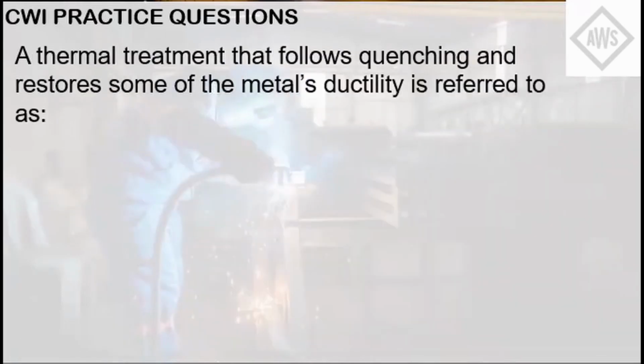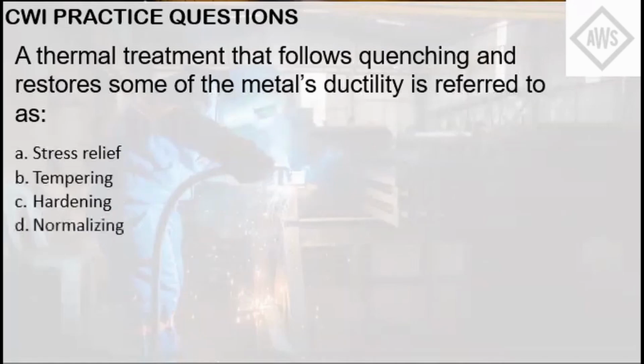A thermal treatment that follows quenching and restores some of the metal's ductility is referred to as A. Stress relief, B. Tempering, C. Hardening, D. Normalizing, E. Post-heat. Let us run through the choices.